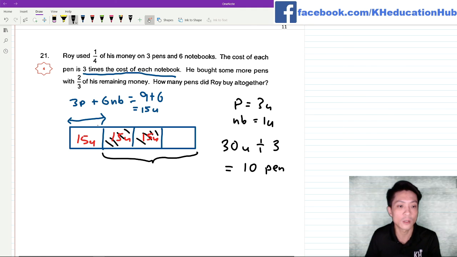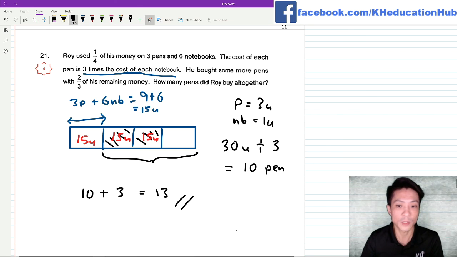So if you add on the original 3 pens, how many pens did Roy buy altogether? Which will be 13 pens. Okay, this is the answer for question 21.